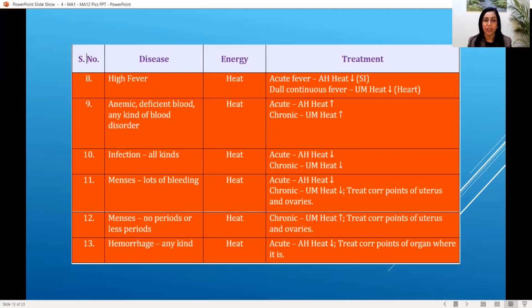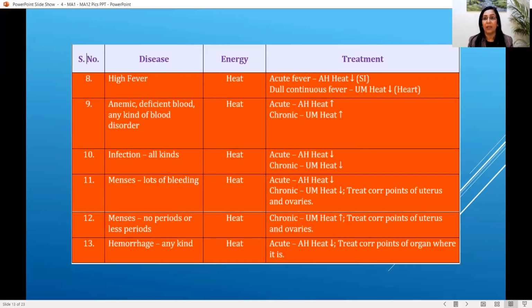Any kind of hemorrhage. Now, hemorrhage is also blood related when too much blood flows out. For that, you will obviously sedate. If it is acute, for example, some accident occurred and some kind of hemorrhage is happening, then you have to sedate the heat meridian, which is the small intestine meridian. And usually hemorrhages are acute problems only, not chronic. So basically you will have to sedate the small intestine meridian.